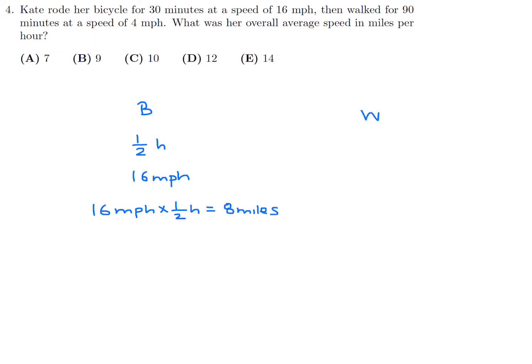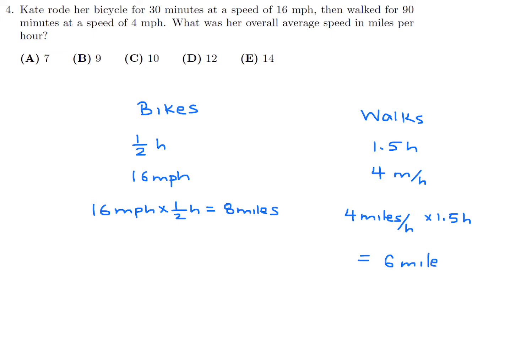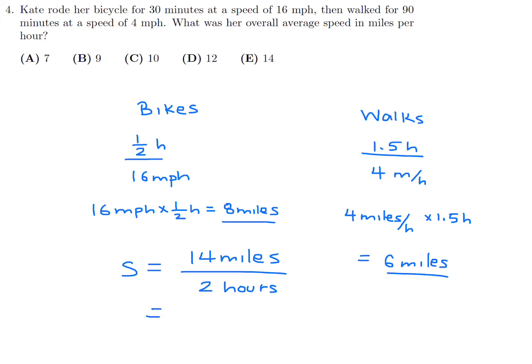And then when she walks, she, in the question, is going for 90 minutes, so that's 1.5 hours, and her speed walking is 4 miles per hour. So in terms of her distance, it's 4 miles per hour times 1.5 hours, and that is 6 miles. So her total distance is 8 plus 6, which is 14 miles, and her total time is a half plus 1.5, which is 2 hours. And since speed is equal to distance over time, this is going to give me my speed, and that is 7 miles per hour. So number 4, the answer is A.